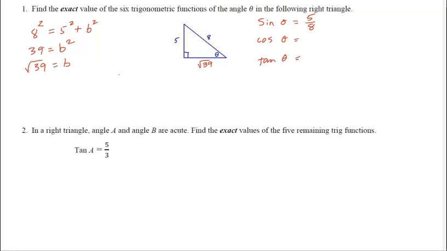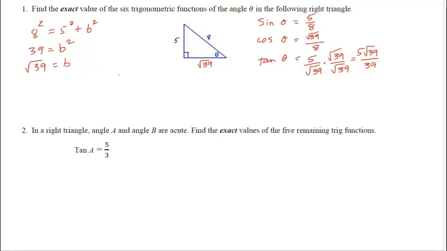So that's the fraction 5 over 8, opposite over hypotenuse. Cosine is adjacent over hypotenuse. So the adjacent side of theta is the one that measures root 39 over 8. And then tangent of theta is opposite over adjacent. And here's an example of when we need to rationalize the denominator. You don't want to leave that radical in the denominator, so you just use that radical, multiply by the top and the bottom of the fraction, and you end up with 5 root 39 over 39.